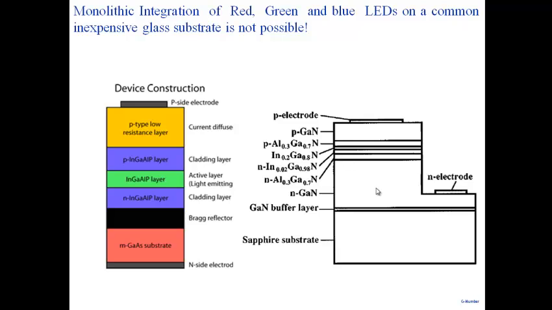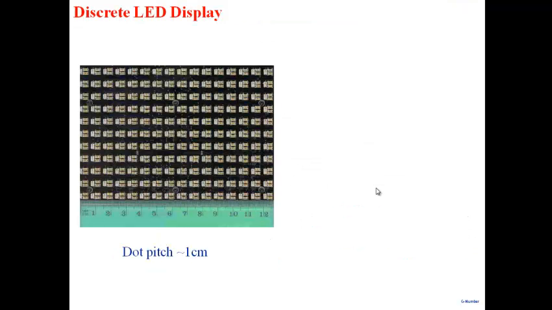Now, you may be thinking, well, what about a discrete display? I make a red LED using gallium arsenide, a blue LED using something else. I make them, and then I take them and bring them and integrate them on glass. Why don't I do that? That would be a discrete way of making it. What is the problem? Let me illustrate to you what the problem is. You can see why.